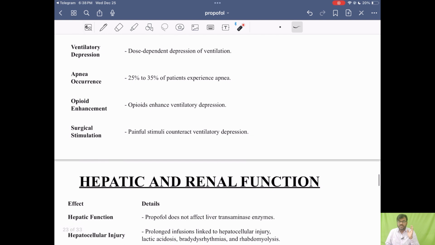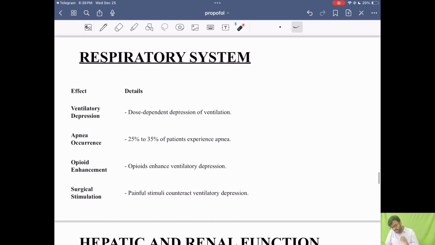Next, about the respiratory system. We are going to discuss it quite fast. There is dose-dependent depression of ventilation. Twenty-five to thirty-five percent of patients experience apnea normally also, without the full induction dose.